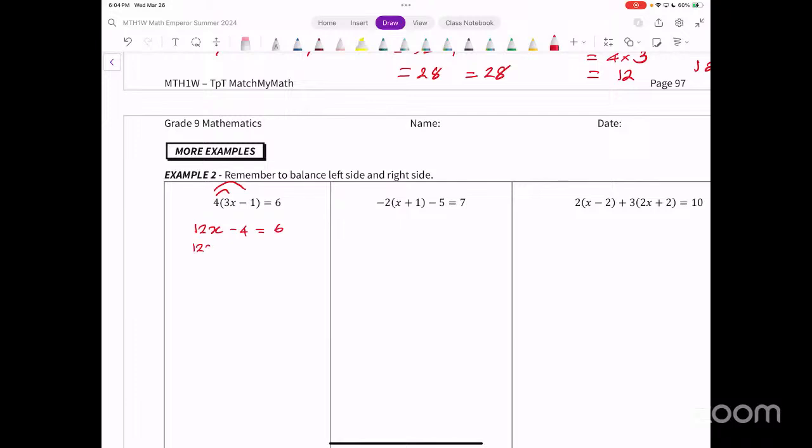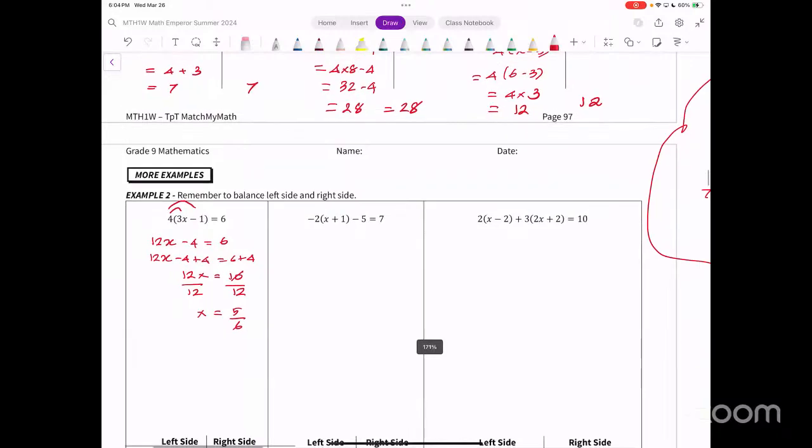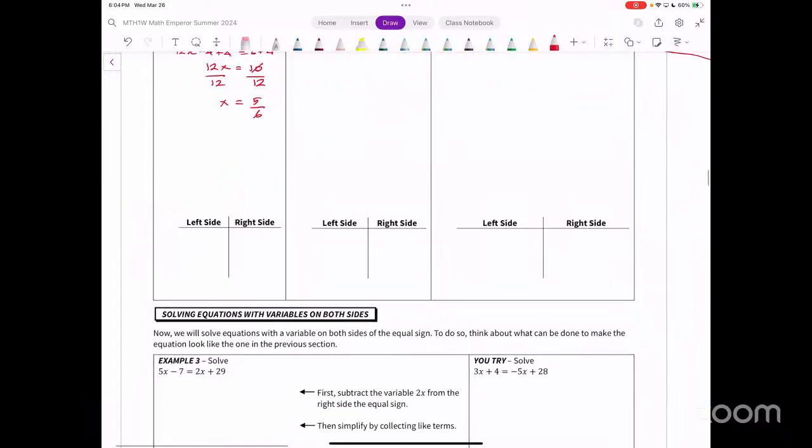So all I'm going to do is the opposite operation first. So 12x is equal to 10. And after that, my second operation, I'm going to divide it by 12. So x is equal to 10 divided by 12. We can simplify by 2, 5 over 6. Right? So we need to verify this answer is correct.